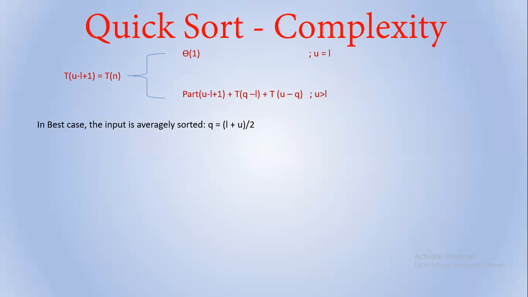So we'll discuss the best case. In that case, we can simplify the same equation. Theta 1 is unchanged. This is partition, U minus L plus 1. And when you substitute this Q value, (L plus U) divided by 2, you will get (U minus L) over 2 for both of these two. So it will be twice T of (U minus L) divided by 2. You can substitute and see. If you substitute (L plus U) divided by 2, it will be (U minus L) divided by 2.